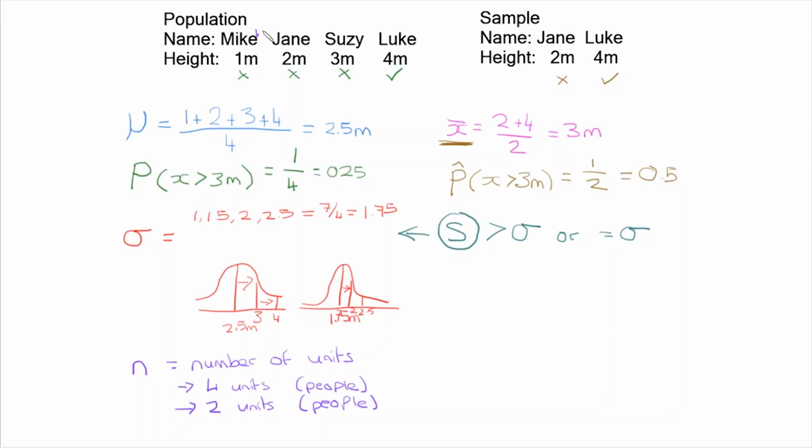So, obviously we have 1 person here, 1 person here, 1 person here, 1 person here. That's how we get our 4 units. And we have 1 person here, 1 person here. That's how we get our 2 units. So N is the number of units.